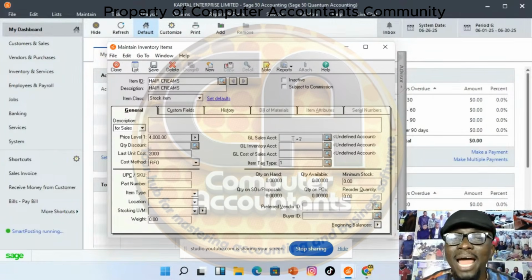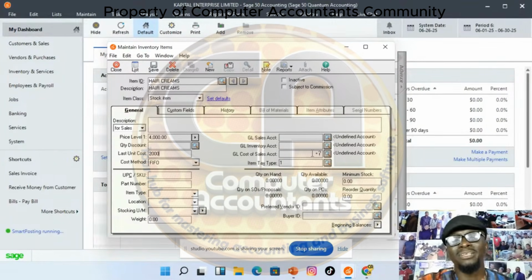Okay. Now, this is where the main thing is. Forget about the cost price and selling price, those things are data. You may or may not enter it here.